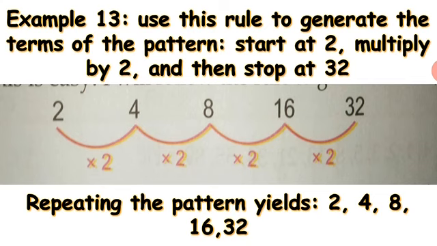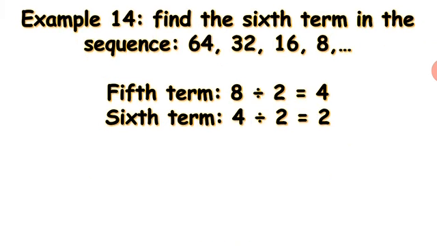Example number 13, use this rule to generate the terms of the pattern. Start at 2, multiply by 2, and stop at 32. So 2 times 2 is 4, 4 times 2 is 8, 8 times 2 is 16, 16 times 2 is 32. Meaning to say, this is the pattern, okay? 2, 4, 8, 16, 32.